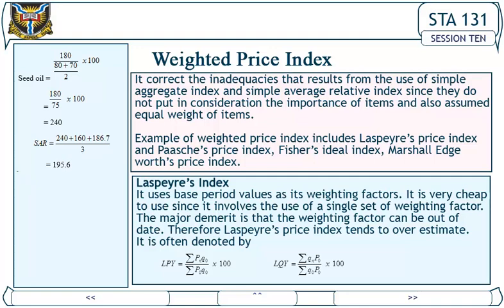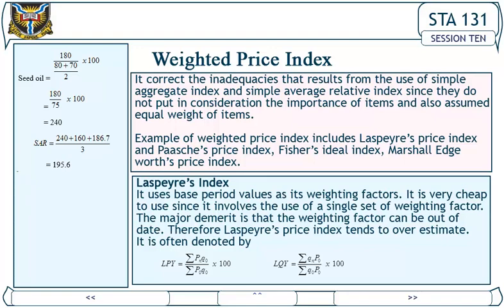Weighted price index. It corrects the inadequacies that result from the use of simple aggregate index and simple average relative index, since they do not put in consideration the importance of items and also assume equal weight of items. Examples of weighted price index include Laspeyres price index, Paasche price index, Fisher's ideal index, Marshall-Edgeworth's price index.